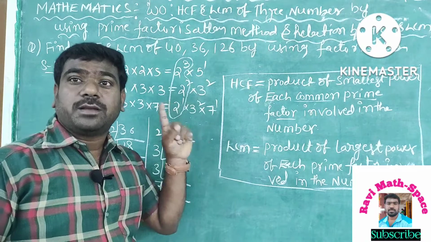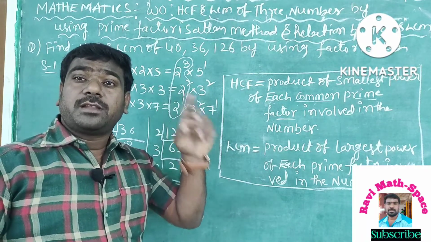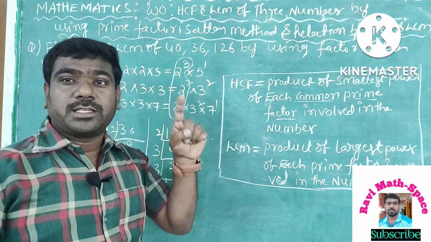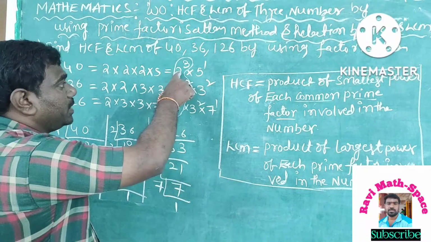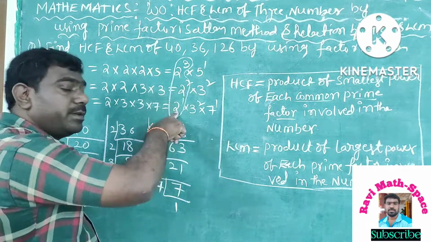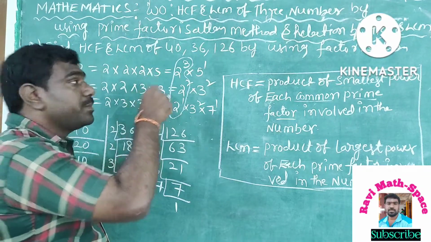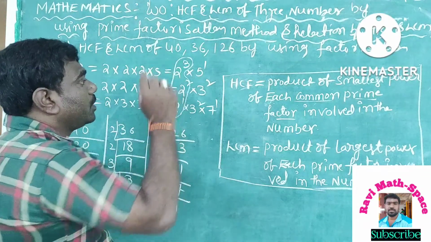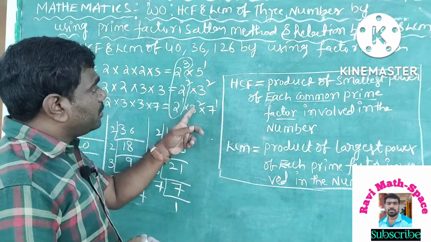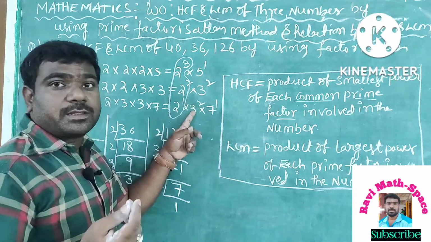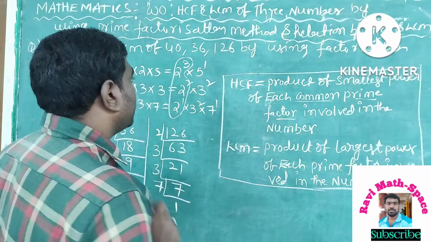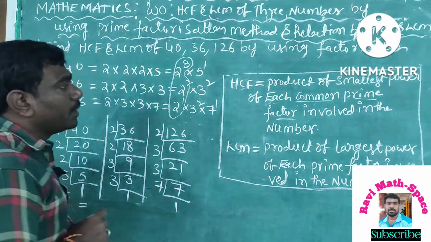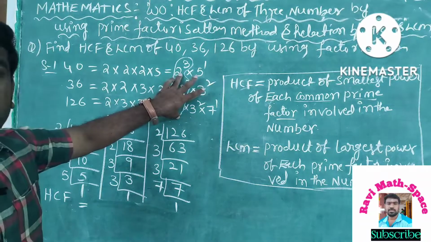Common means, remember, the prime factor should exist in all 3 numbers, then only it is common, otherwise no. So 2 is here, here, and here. 2 is common in 3 numbers, that's why it is a common number, only one number. But 3 is also there, but it's only in 2 numbers, so we can't take it as common. Okay, yes. Next, we identified the common number.